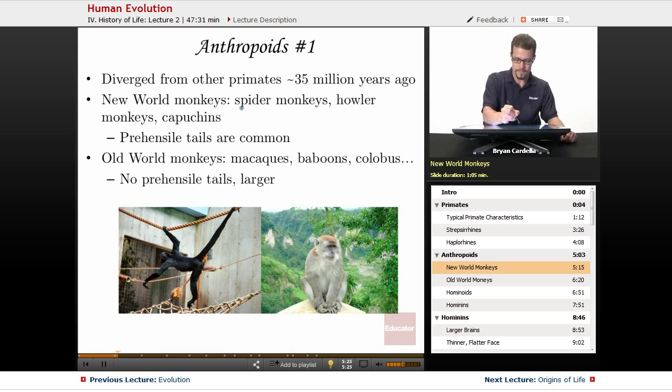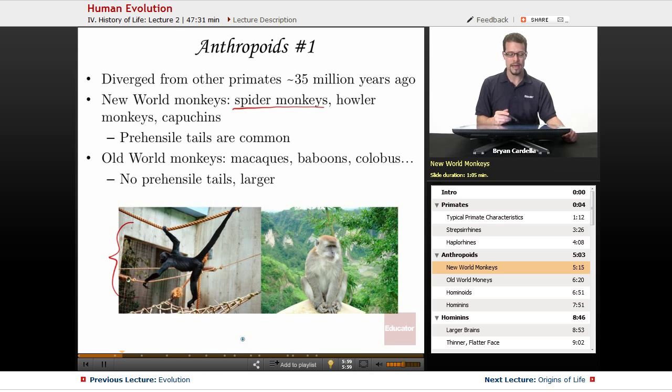The spider monkey is right here. This is the spider monkey. It gets its name because look at that. Look what it can do. Its tail is like a fifth limb. It's prehensile. And that's actually very common. Prehensile tails are common in New World monkeys. They don't all have them, but it's very common for them to have a tail that almost acts like another arm. Howler monkeys, I've seen them in person in Costa Rica. They can howl, let me tell you. And capuchins, you see them in a lot of movies and TV shows.